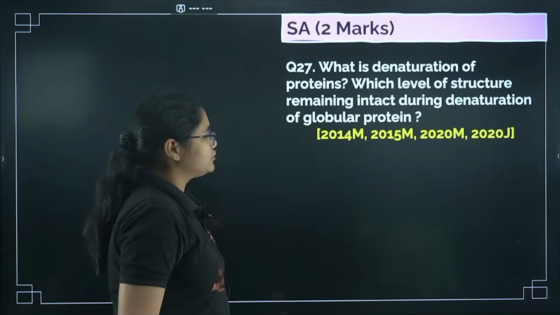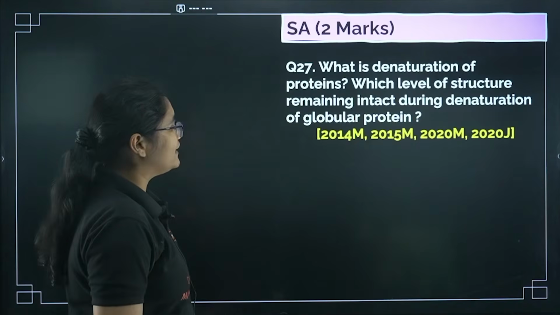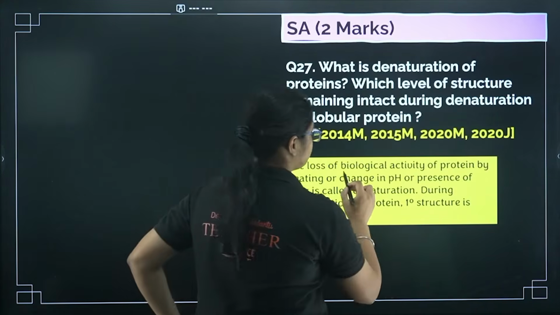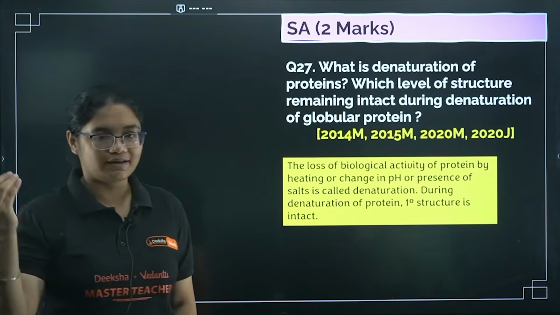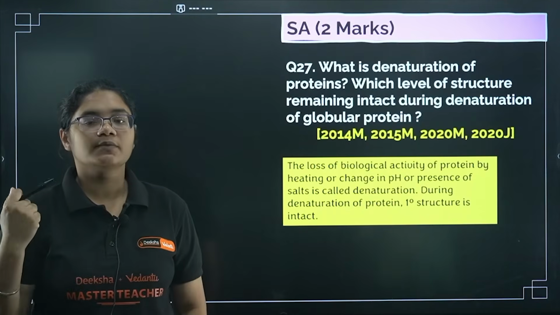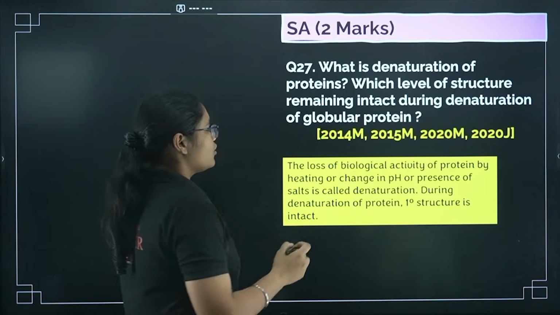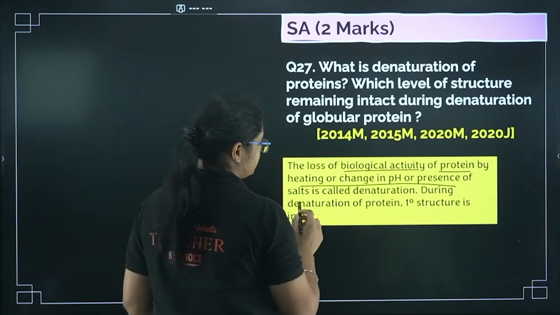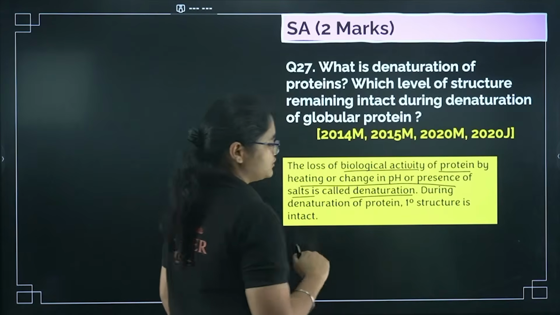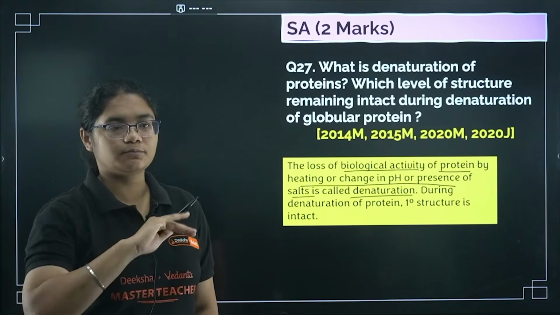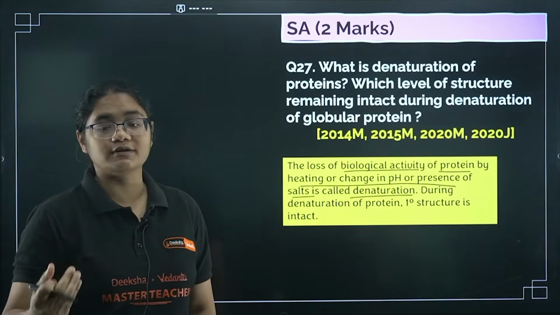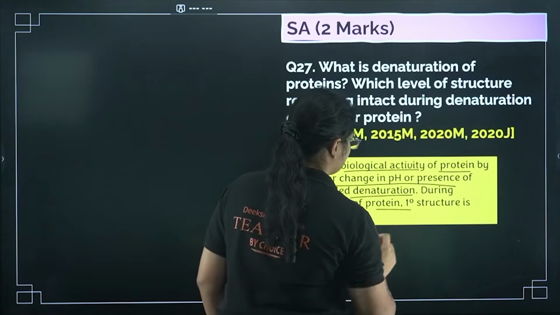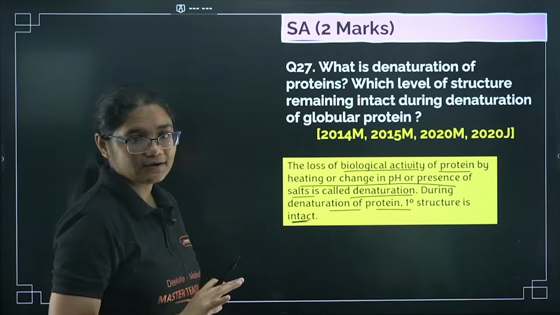Next, what is denaturation of protein? Which level of structure remains intact during denaturation of a globular protein? When you heat a protein, the loss of biological activity of the protein by heating, a change in pH, or the presence of salts is called denaturation. After this, the protein structure is destroyed and it cannot function normally, but during denaturation of protein the primary structure is intact.